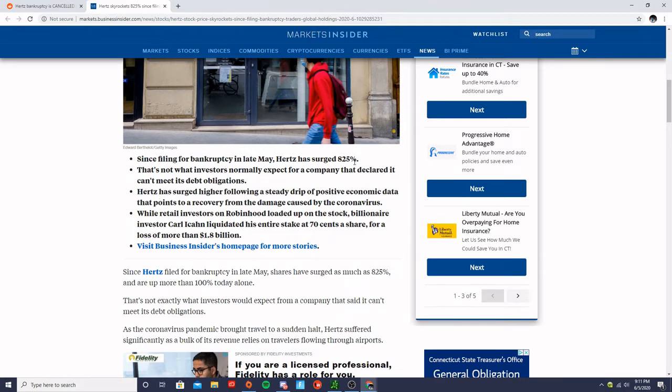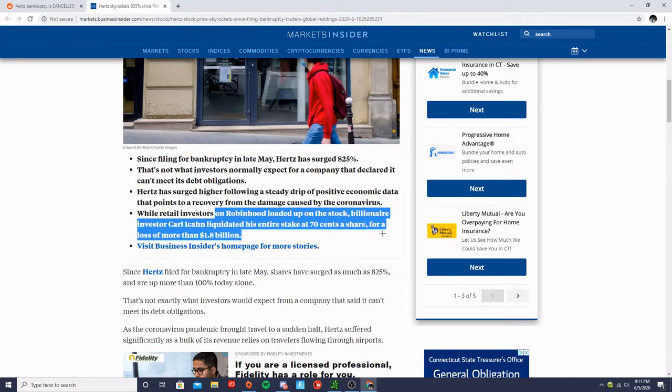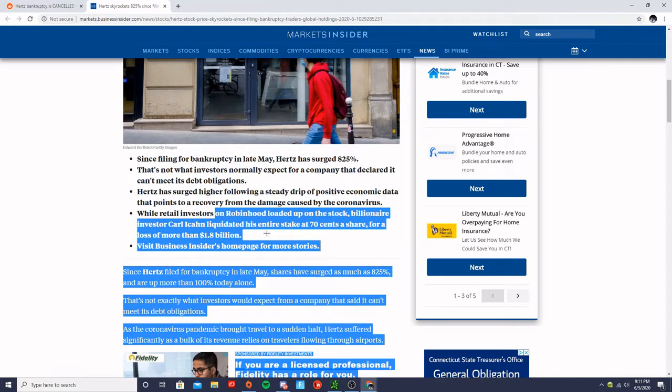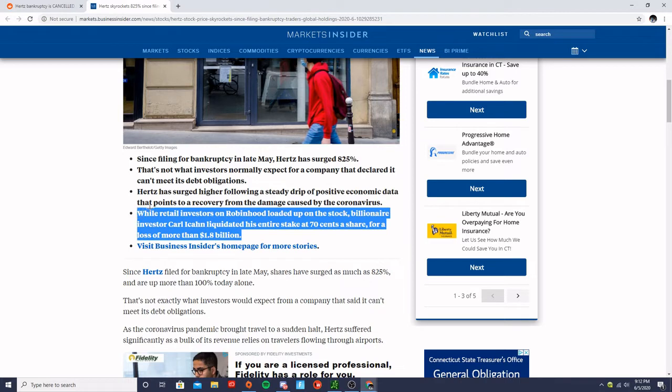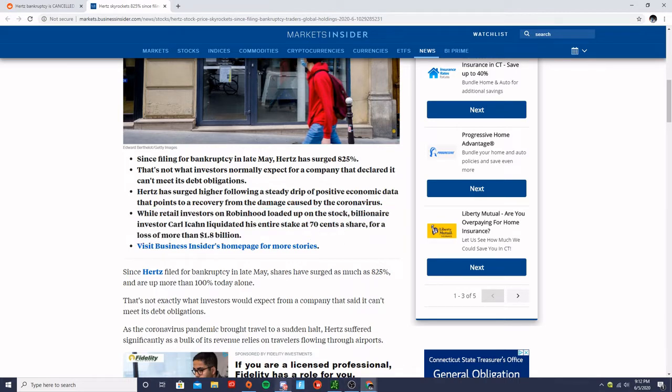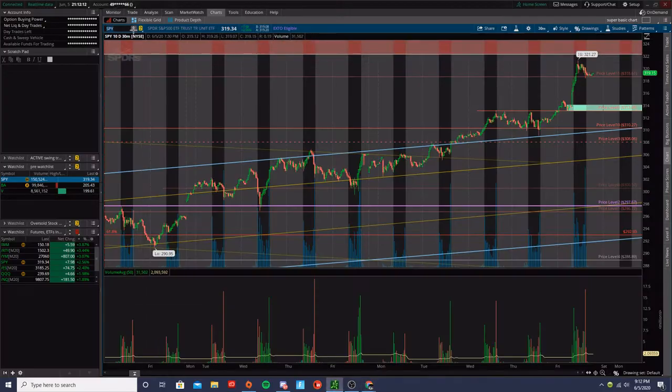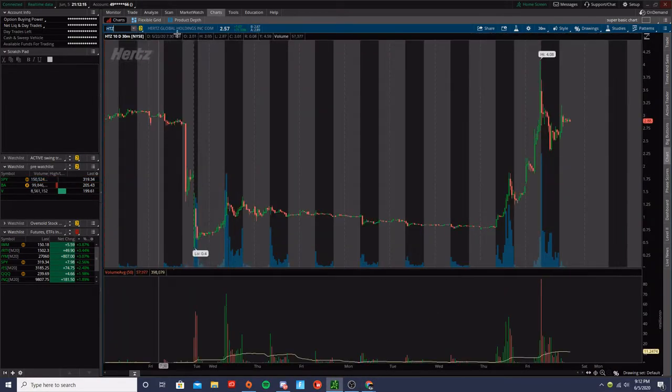And it's up 825%. And while retail investors on Robinhood loaded up on the stock, billionaire investor Carl Icahn liquidated his entire stake at 70 cents a share for a loss of more than 1.8 billion. Now, Carl Icahn had the biggest stake in Hertz out of anyone. He had the largest amount in the company, and he liquidated his entire position at 70 cents a share. And right now the stock is trading up, I think, around $2. It hit all the way up to $4, which was insane. It's at $2.88 right now, and he sold near the low.